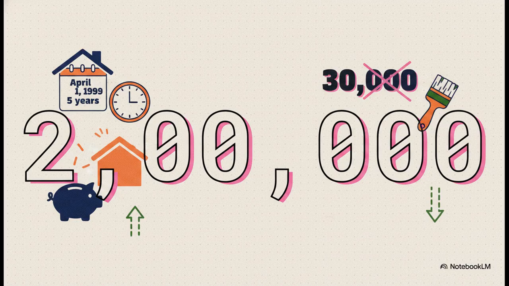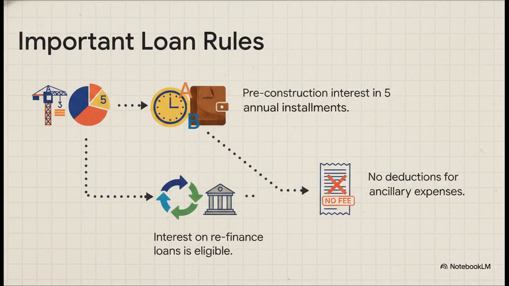To qualify for this maximum deduction, there are a few rules. The loan must have been taken on or after April 1, 1999. It has to be specifically for the purchase or construction of the property, and the property must be completed within 5 years of borrowing. If you just took out a loan for repairs or renovations, that limit drastically drops down to just 30,000 rupees. This perfectly illustrates just how detailed the tax code gets.